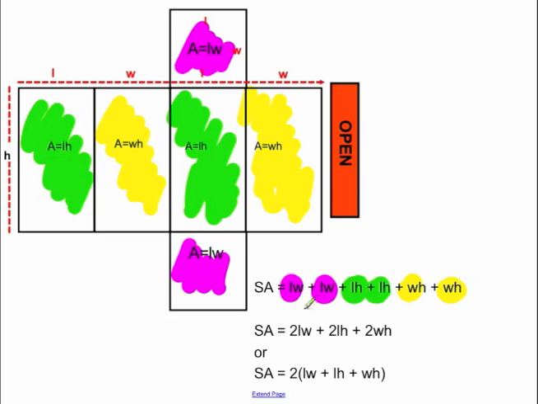We have 2 length times widths, so those 2 we can add together as 2 length times width. The length times heights, we have 2 of them, and the width times heights, we have 2 of them. So this is one form of the formula you see, or you'll see it in a factored form, which we'll see later on in the course. 2 is factored out of all 3 terms, and it's outside of the bracket.